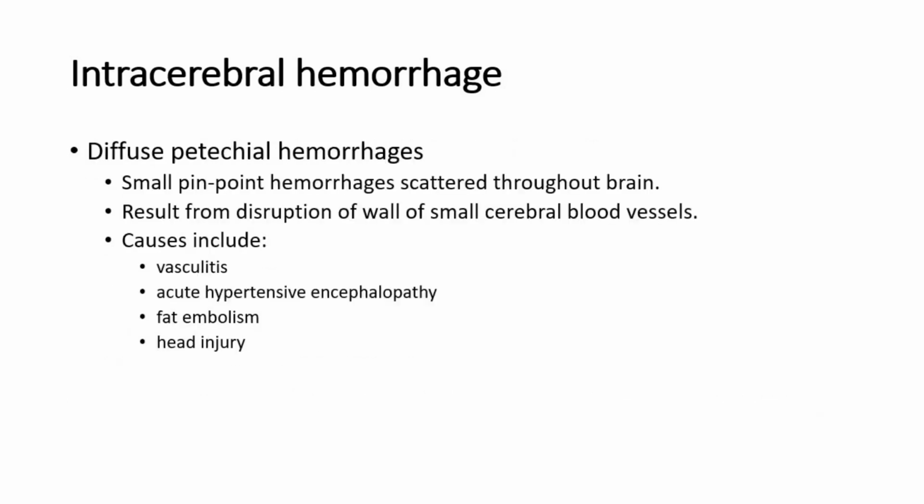Diffuse petechial hemorrhages are small pinpoint hemorrhages scattered throughout the brain. This results from disruption of the wall of small cerebral blood vessels. The causes include vasculitis, acute hypertensive encephalopathy, fat embolism, and head injury.